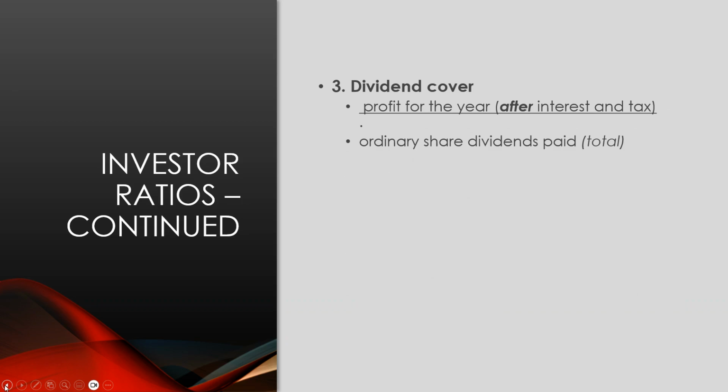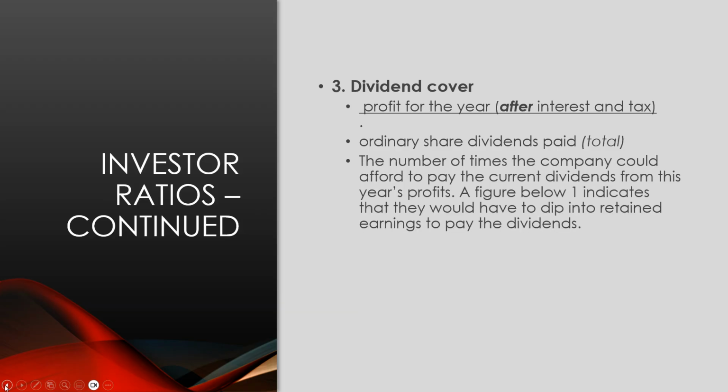Number 3, we've got dividend cover. This is the profit for the year, again, after interest and tax, that bottom figure in the income statement, and we're dividing it by the ordinary share dividends paid, the total amount paid. That's all the dividends in the year that you will find in the statement of changes in equity. So this is the number of times that the company could afford to pay the current dividends from the current year's profits. A figure below 1 indicates that they would have to dip into retained earnings to pay the dividend.